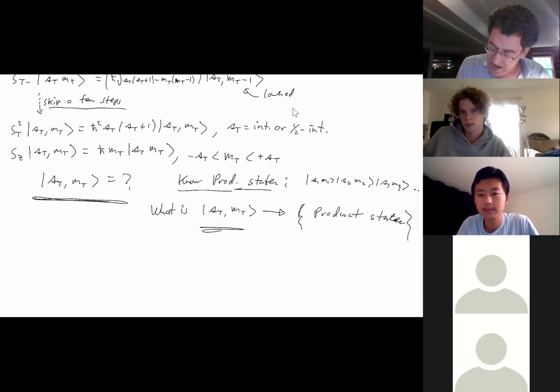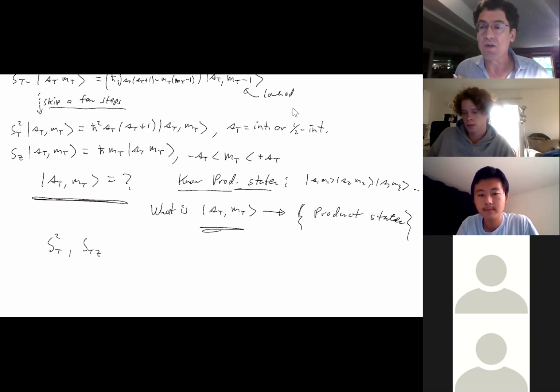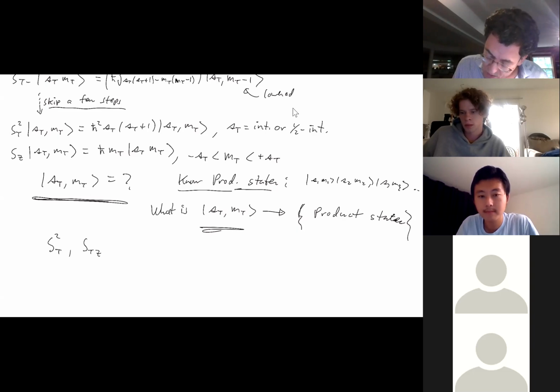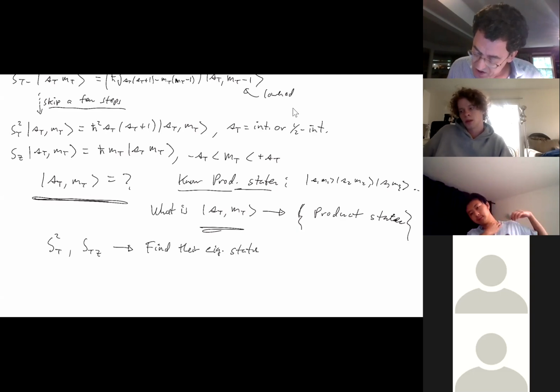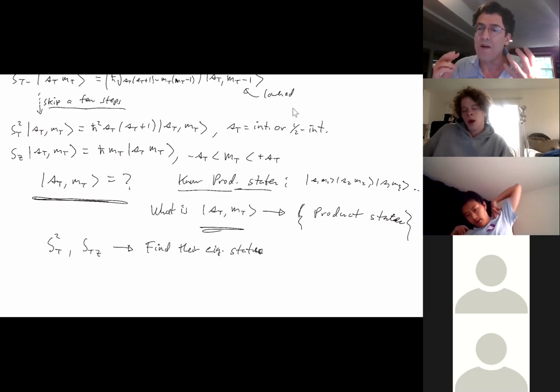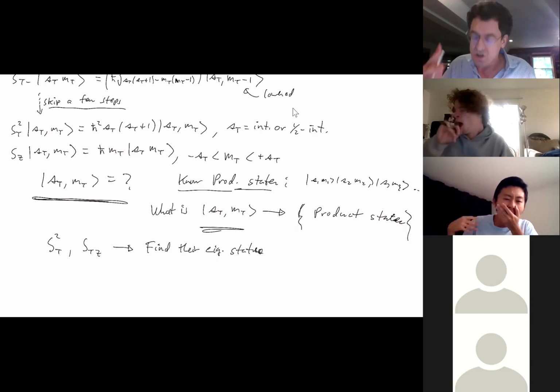Basically, we have these operators, S total squared and S total Z, that we've defined as just the sum of the other guys. And what we want to do is find their eigenstates, because the eigenstates of these new operators form the new basis. That's what the new basis is. It's those eigenstates.